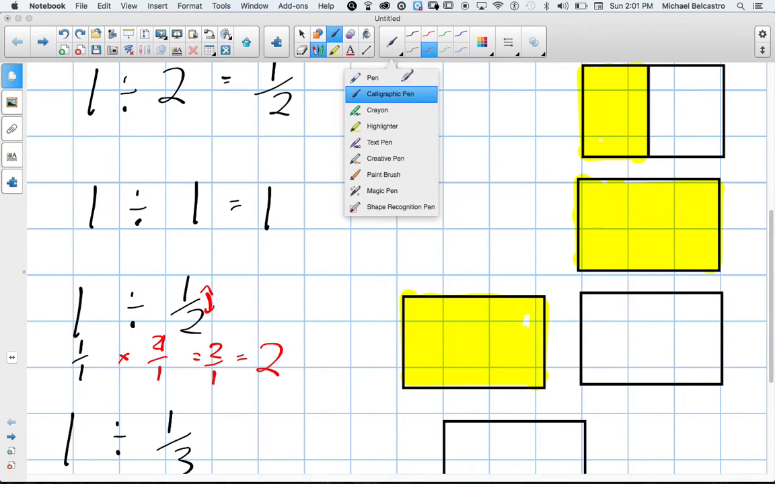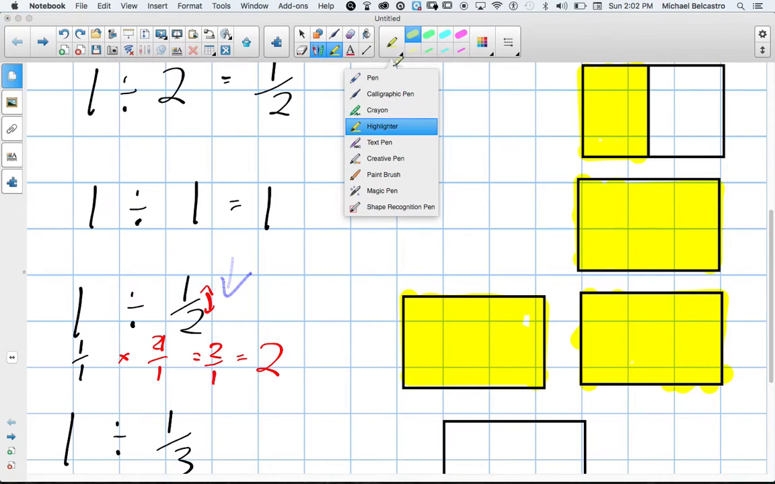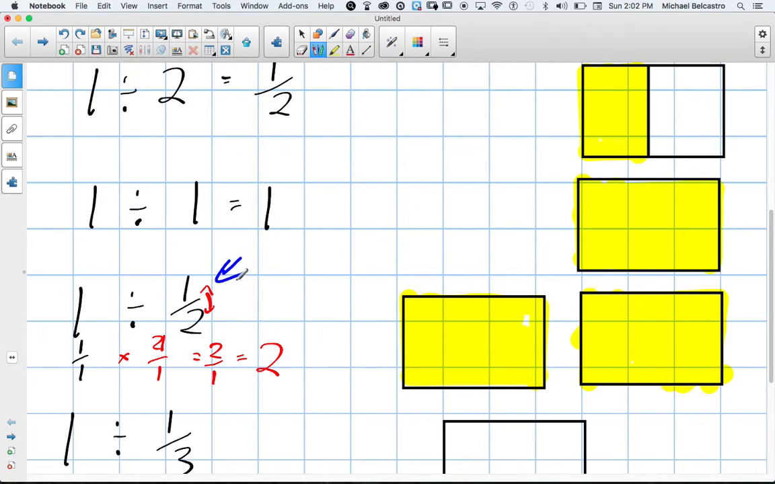Remember we said that as we decrease these numbers, our amounts were getting larger. So this number got smaller, and instead of being 1 whole, it's actually 2 wholes. So instead of dividing by a half, it would have been much easier if we just multiply by 2. 1 times 2 gives us 2 wholes. That can be your shortcut, your workaround. It's easier just to multiply by that value.